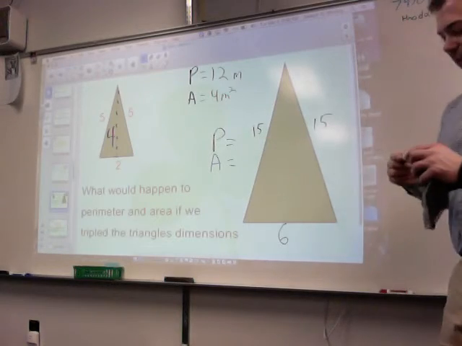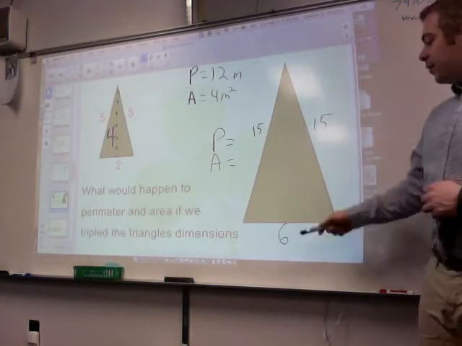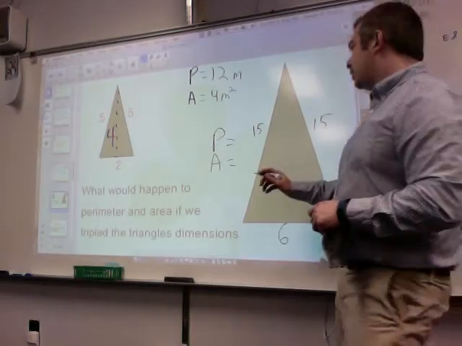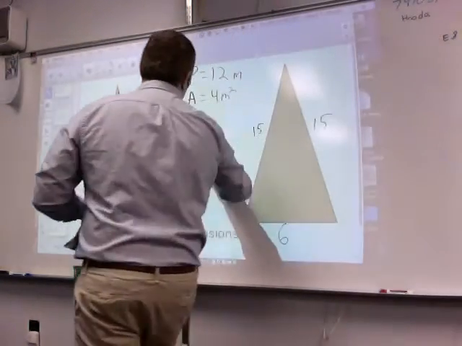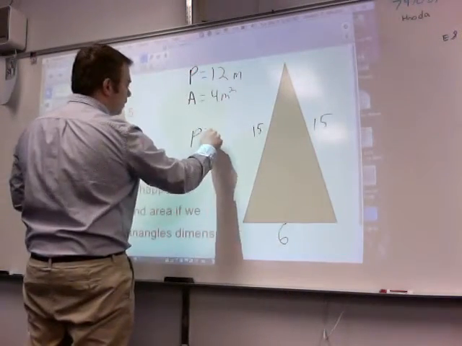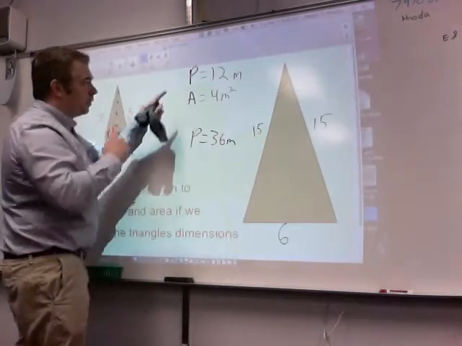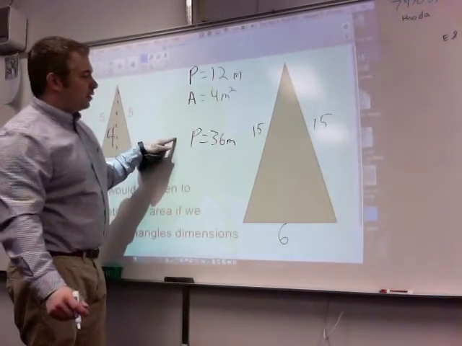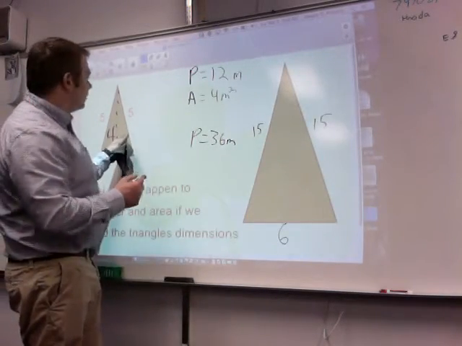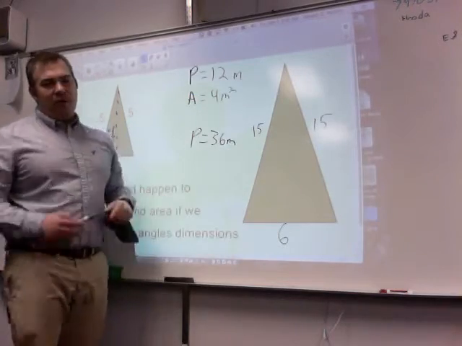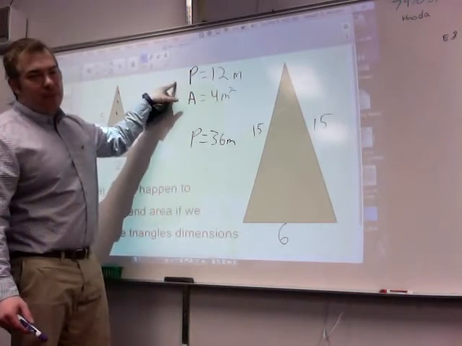15 plus 15 equals 30. 30 plus 6 equals 36. So my perimeter on this shape equals 36 meters. And look, 12 tripled is 36. So once I find these, it looks like instead of adding up all my dimensions, I could just triple that number for perimeter.